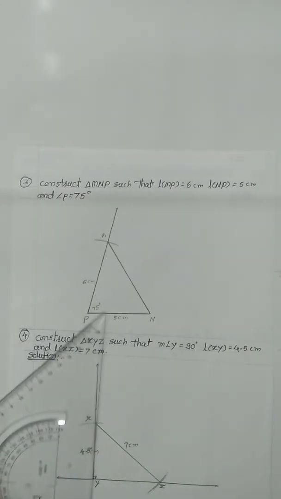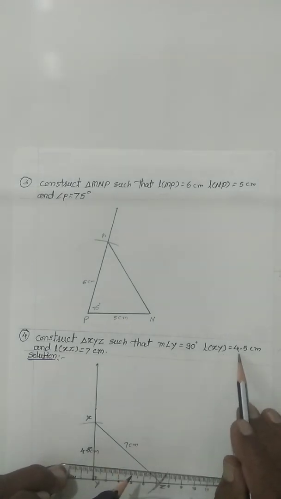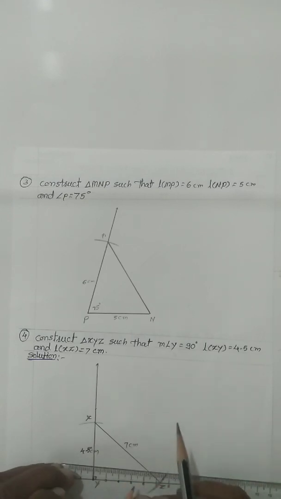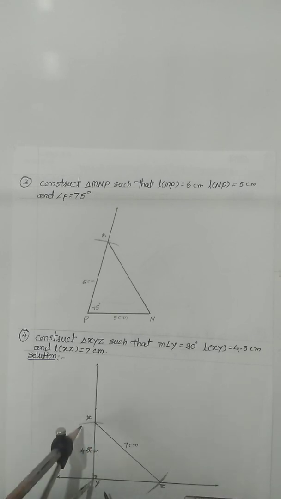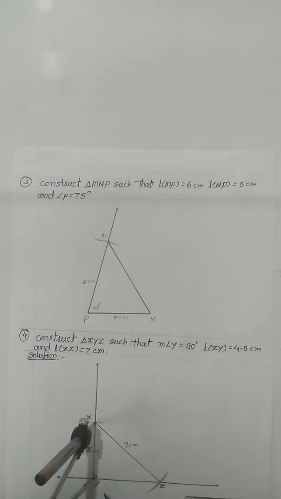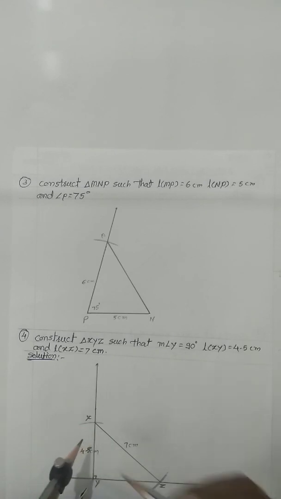Then take a distance between the two terminals of the compass, that is XY, 4.5 centimeter. In this way, 4.5 centimeter. Then put one of the terminals of the compass at point Y and draw an arc on this ray, that is XY. Here is the point X, at 4.5.